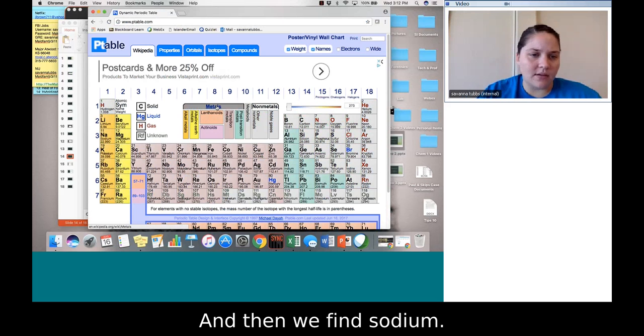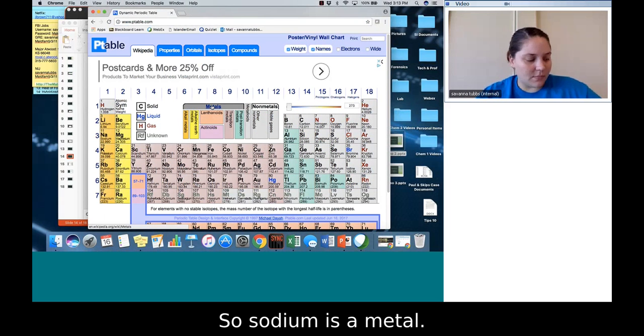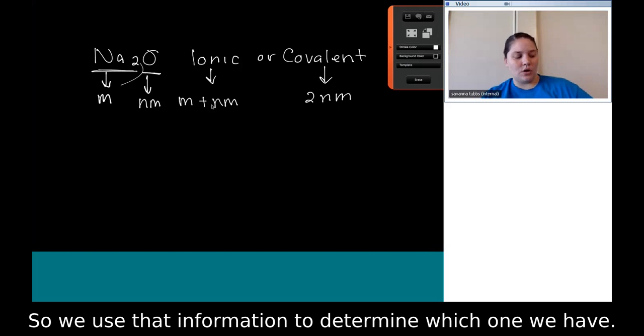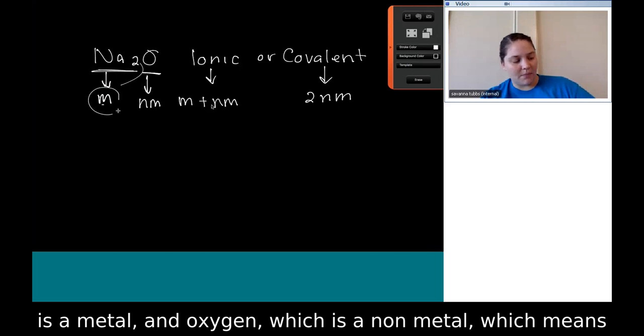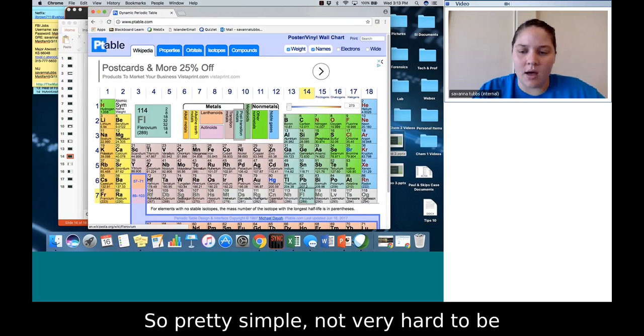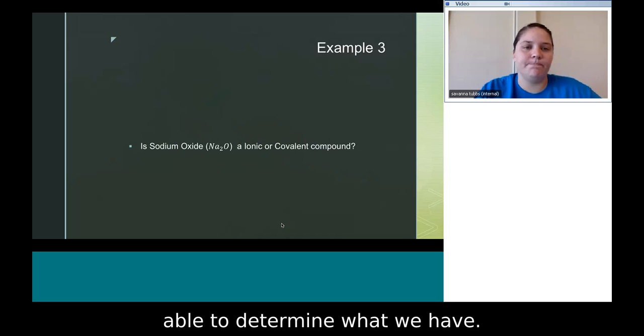And then we find sodium. Sodium is highlighted when we go to metals. So sodium is a metal. So we can use that information to determine which one we have. So we're dealing with sodium, which is a metal, and oxygen, which is a nonmetal, which means that our compound is ionic. So pretty simple, not very hard to be able to determine what we have.